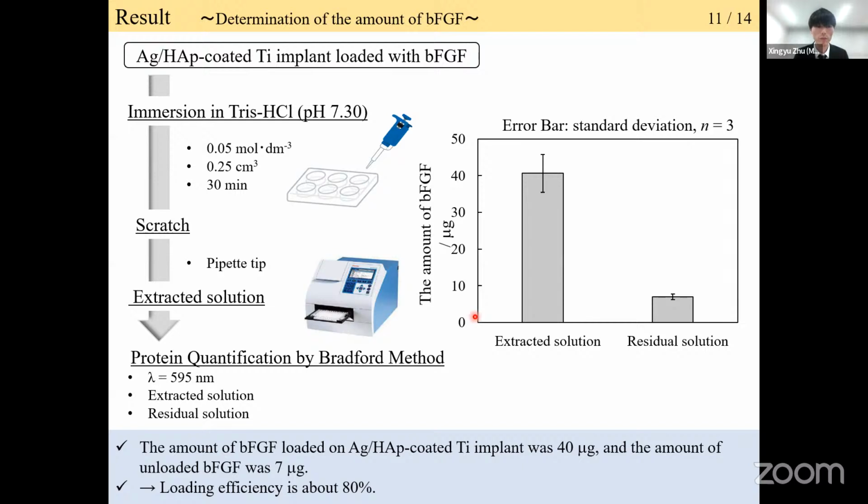And since the amount of bFGF prepared was 50 micrograms, it is considered that the bFGF loading efficiency is approximately 80%. And the amount of bFGF that was not loaded and remained in the residual solution was about 7 micrograms.